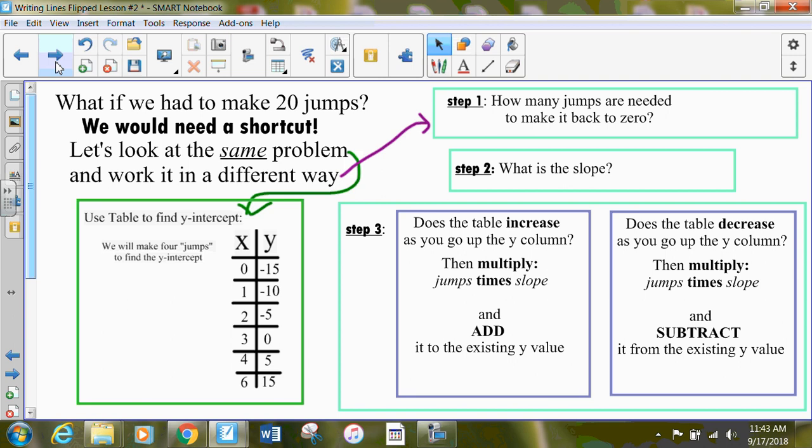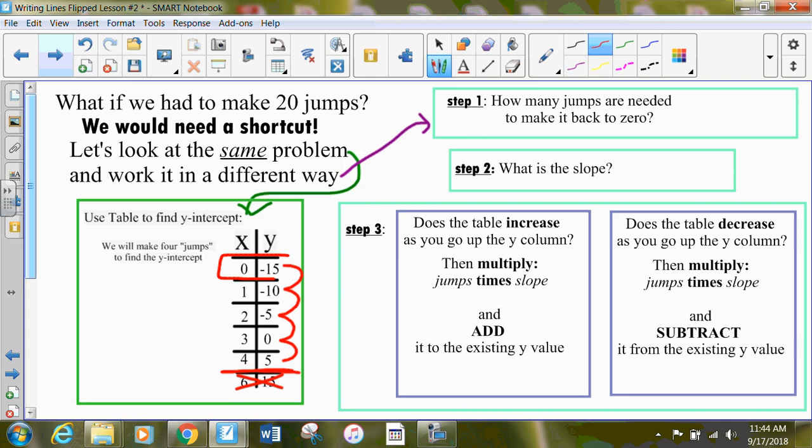And so what we're going to do for the shortcut is look at the same table that we just made. This was the table from the last problem. I'm going to get rid of this part so we can really see it was starting here that was important. So we made 4 jumps, right? We made 4 jumps because we did 1, 2, 3, 4 to finally get us to the y-intercept. So the shortcut is this.